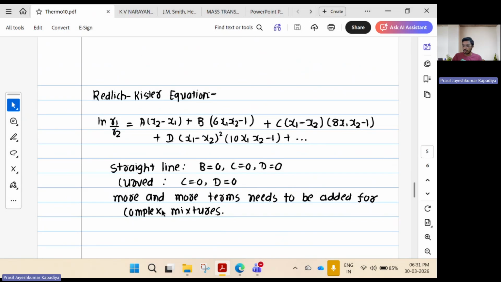That is the benefit of the Redlich-Kister equation: we can see whether our plot is a straight line, a curve, or some complex curve, and based on that, we can tell which constants are needed. If it's a straight line, then these constants need to be equal to 0.